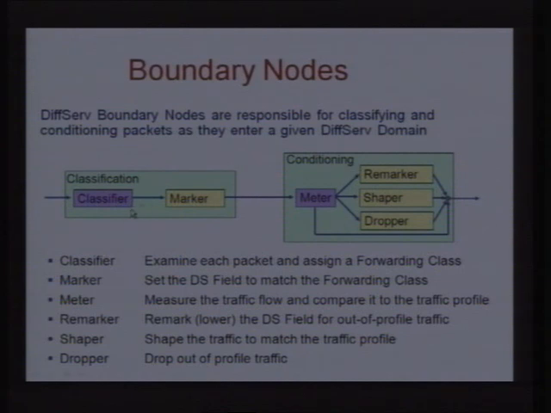In case of classification, it involves two operations, the classifier and the marker, which first classifies based on certain parameters like source address, destination address, source port and destination port, and the transport protocol, or it can also classify based on the MAC address. So there can be different mechanisms of classifying the packets.